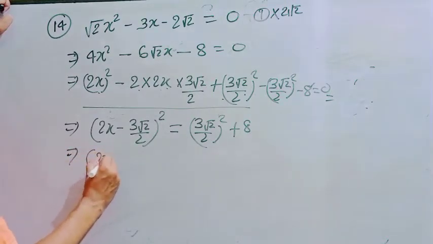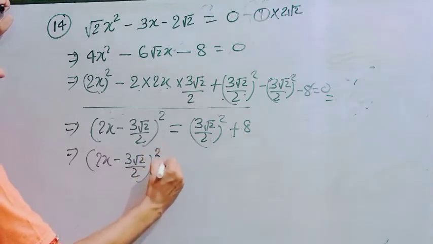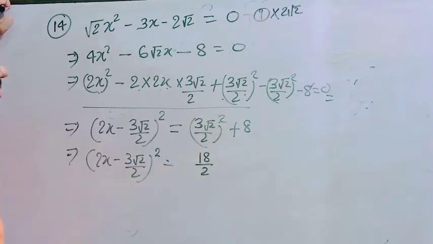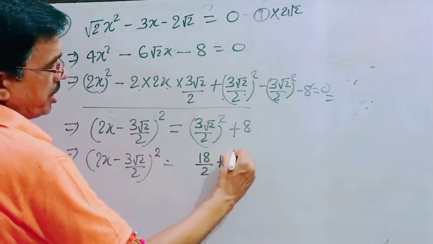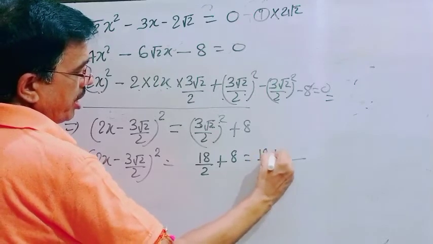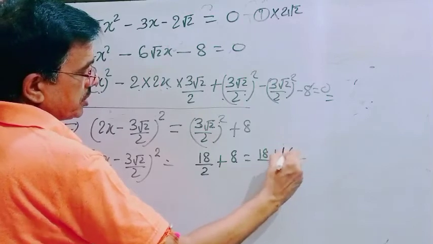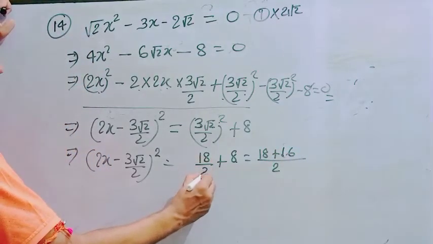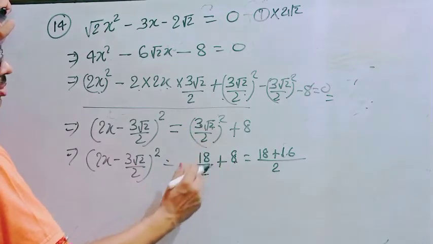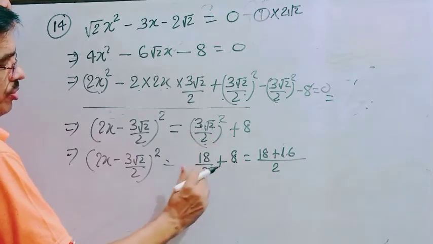Then here is now (2x minus 3 root 2 by 2) whole square. 3 3 is 9, 2 is 18 by 2 plus 8. Then here is 18 and plus 8 to the 16. Here is 18 by 2, here is 8. 3 3 is 9 into 2, 18 and by 2 to the 4 here.